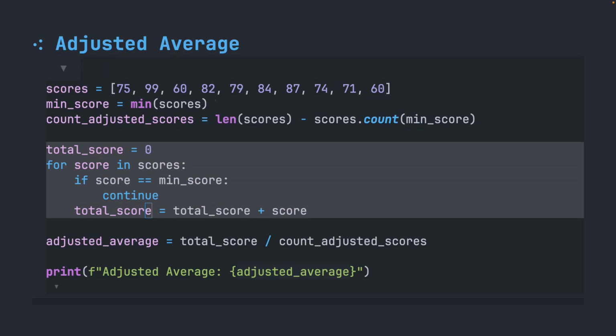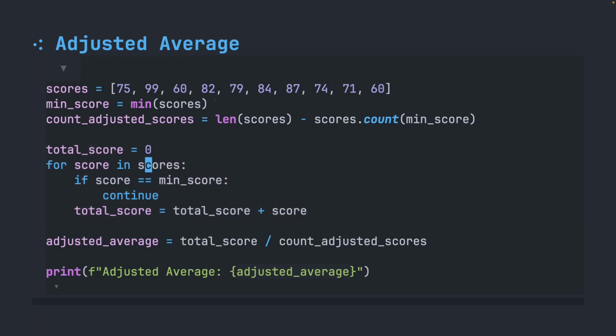Next, we have one of those original recipes that we talked about in the list comprehension video. We are initializing a variable to 0. We're looping over the scores list, but this time we're adding in a continue conditional. We say if the score is equal to the minimum score. In other words, if the current score that we're on in the list is the minimum score, continue. Otherwise, this will not get executed and we take the total score current value, we add the score that we're on, and we reassign that into the total score label. Then we calculate the average.